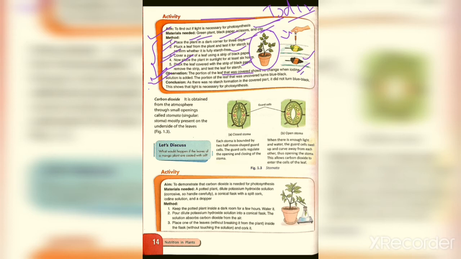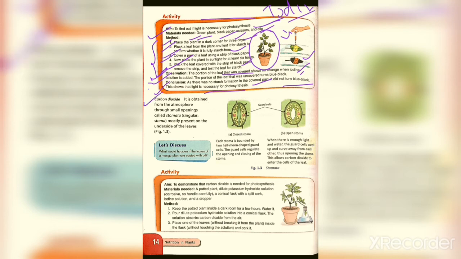which confirms it from this part. Okay. Conclusion: as there was no starch formation in the covered part, it did not turn blue black. This shows that light is necessary for photosynthesis.